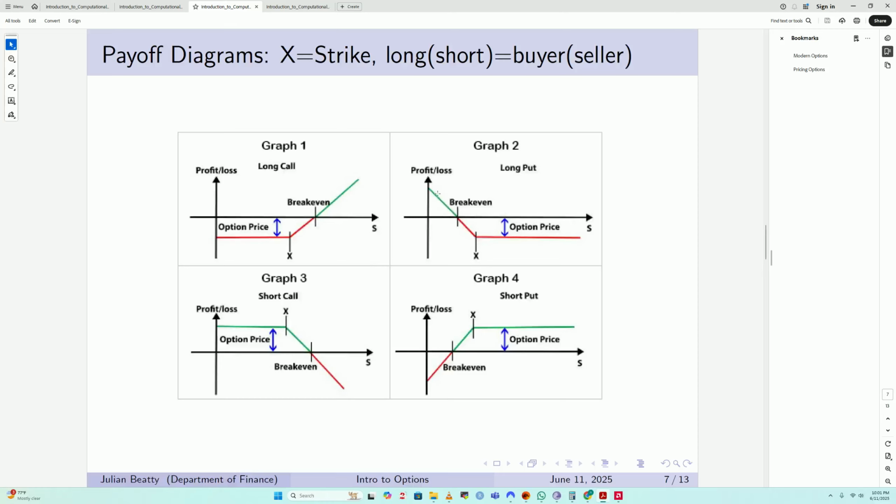And then conversely, for a put option, you pay the premium, and then as the stock price decreases beyond the strike price, you start to make money, and that's your payoff. And then you can short these options, and the payoff would be basically the inverse.